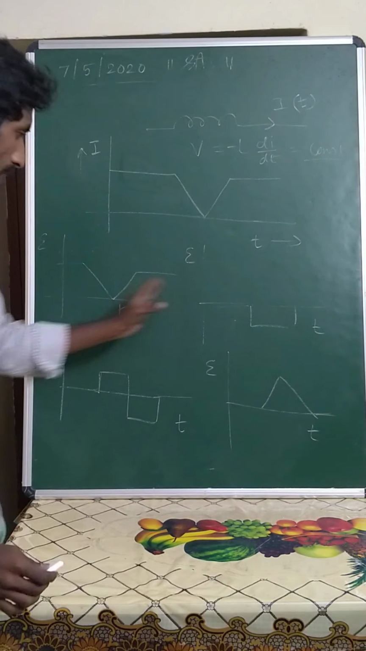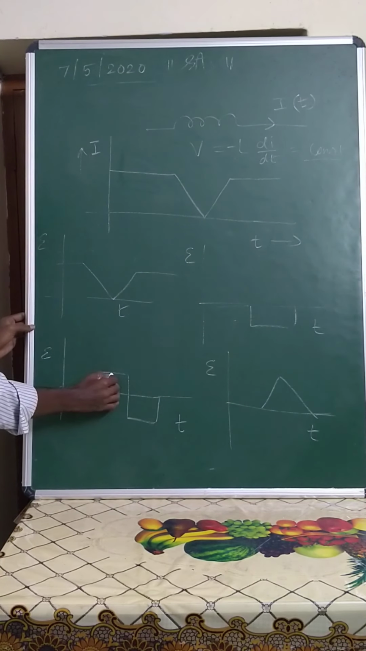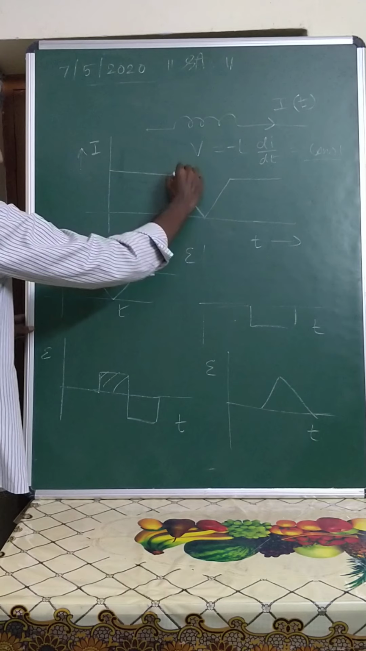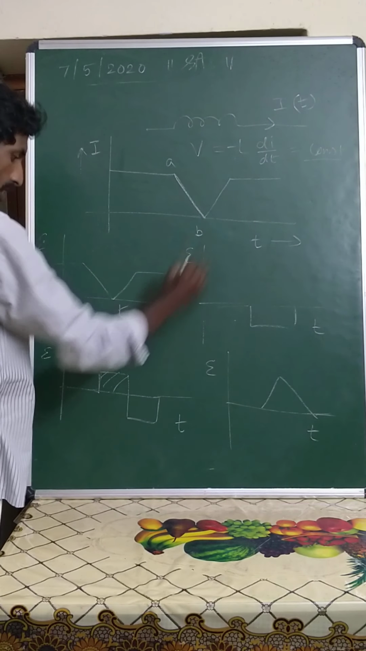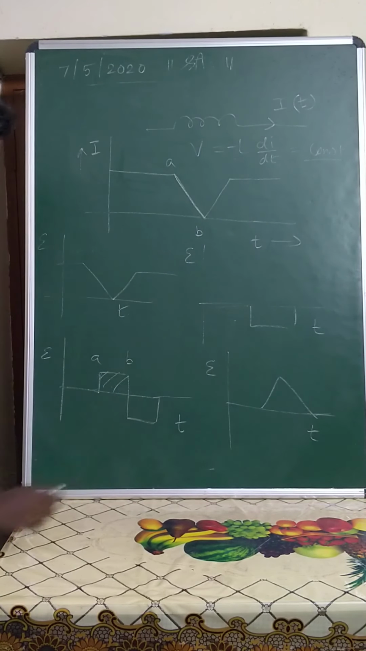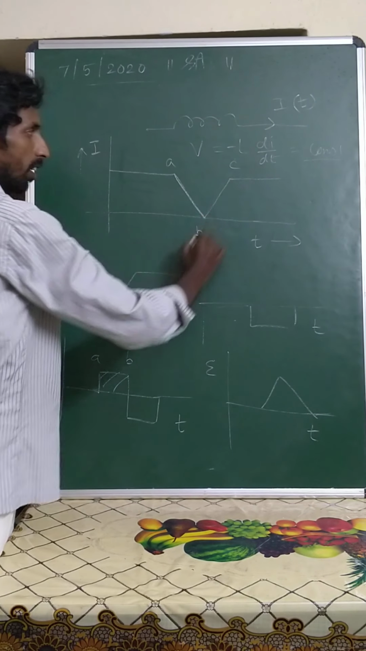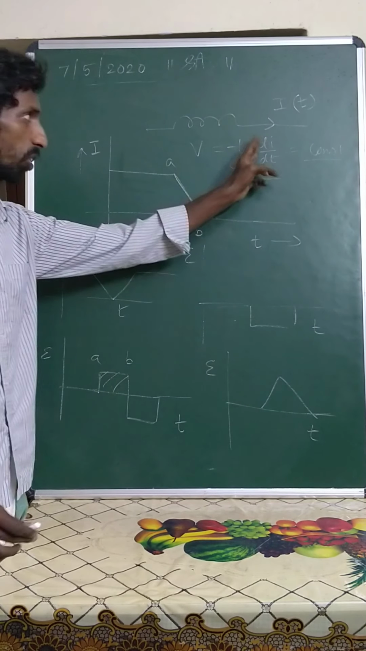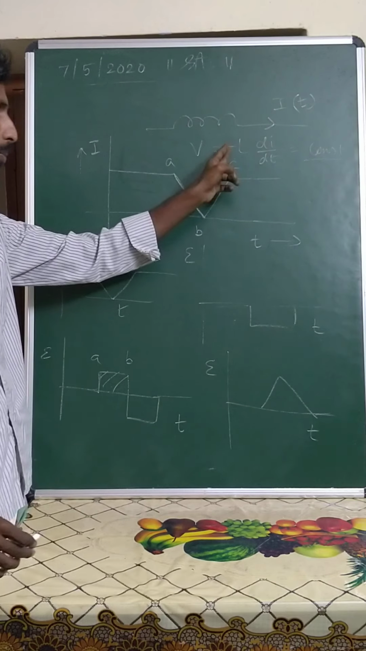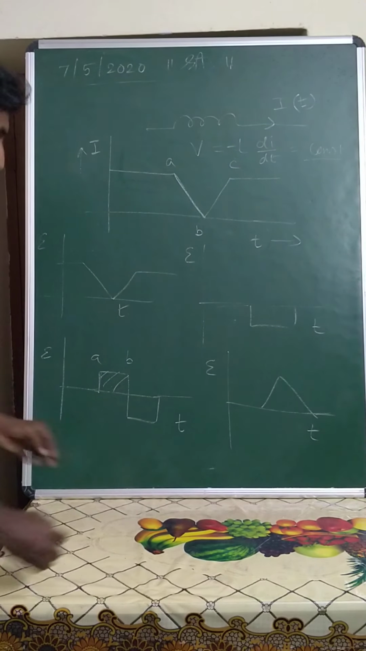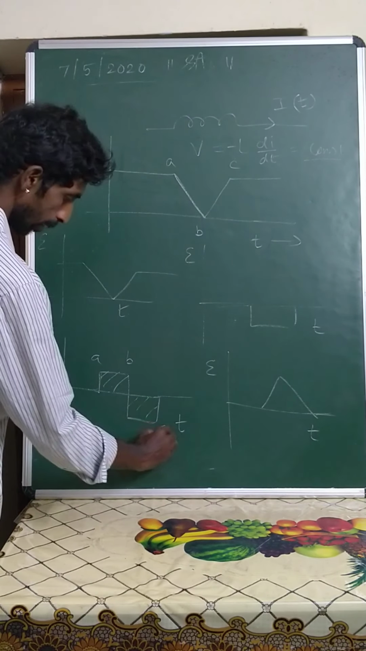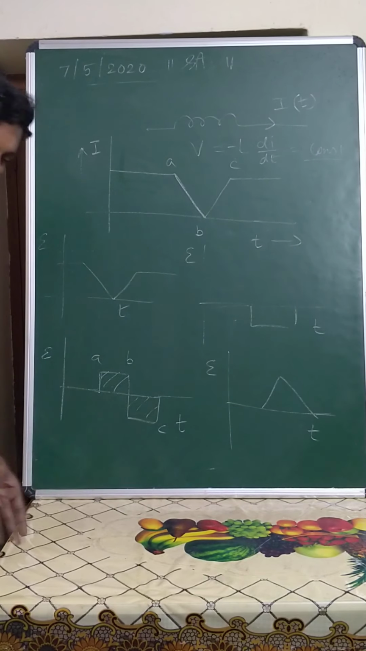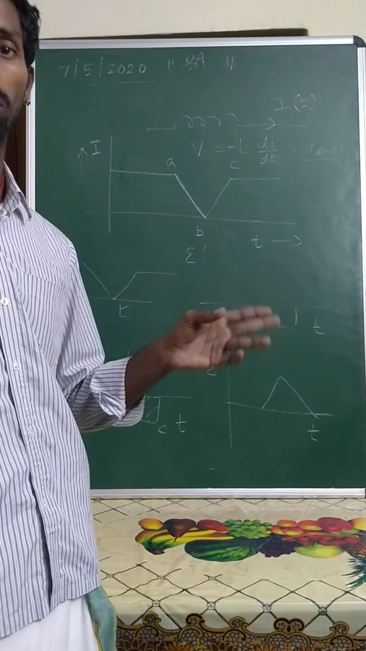So here the EMF will be constant and positive for the first region. Consider this as AB. For the AB region, this is the thing. Then from B to C, the current increases. Current increases means dI by dt will be positive, but the induced EMF will be negative. So EMF will be negative in the region B to C. While the current is decreasing, the induced EMF will be positive.